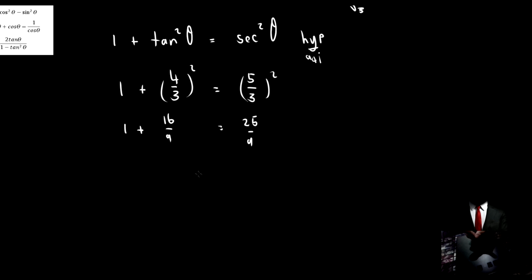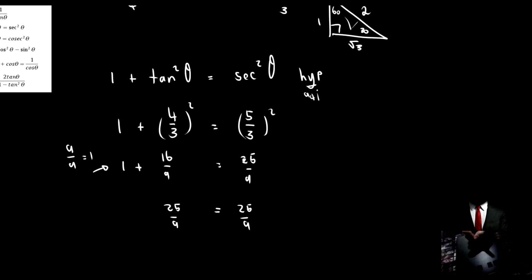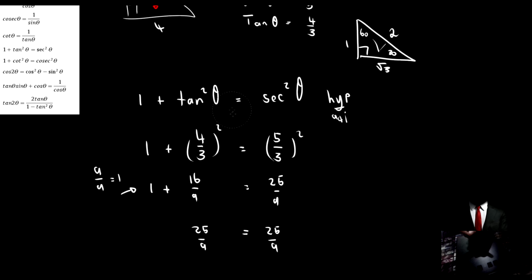If we solve a very simple fraction equation where we add whole numbers with fractions, we know that we need to turn this 1 to have the same denominator. So 1 is equal to 9 over 9. So I can then say 9 plus 16, which is 25 over 9. Therefore 25 over 9 is in fact equal to 25 over 9. So this identity definitely works.